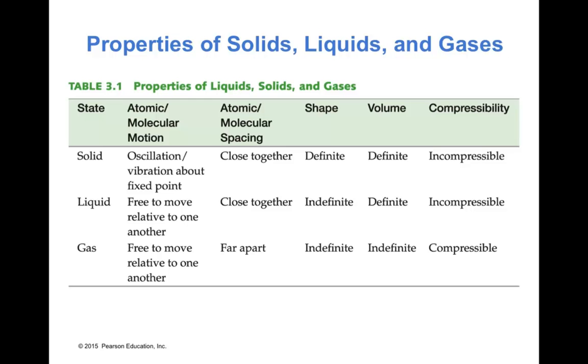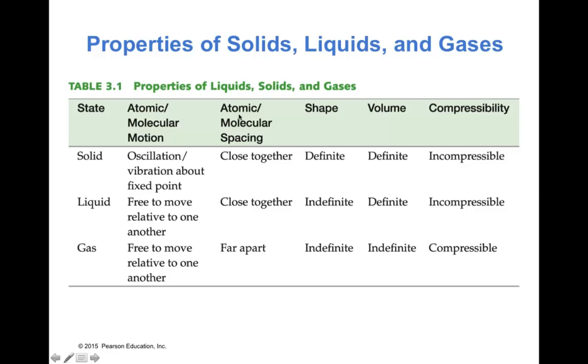This is a table that summarizes the properties of the three different states of matter. We have here the solid, the liquid, and the gas. At a molecular level, or molecular motion, when we have the solid, we can see that the molecules just oscillate or vibrate. They don't move all around as happens with the liquid and the gas. They are free to move.